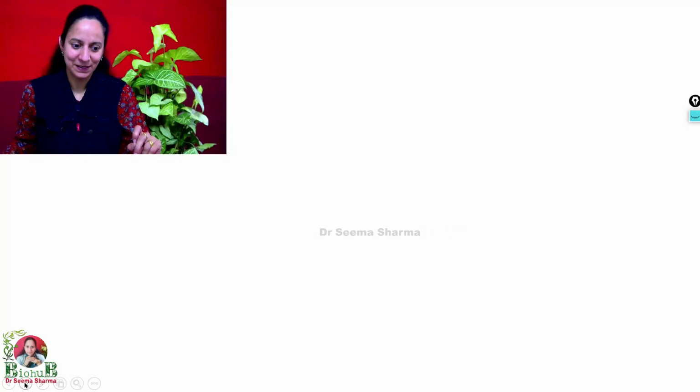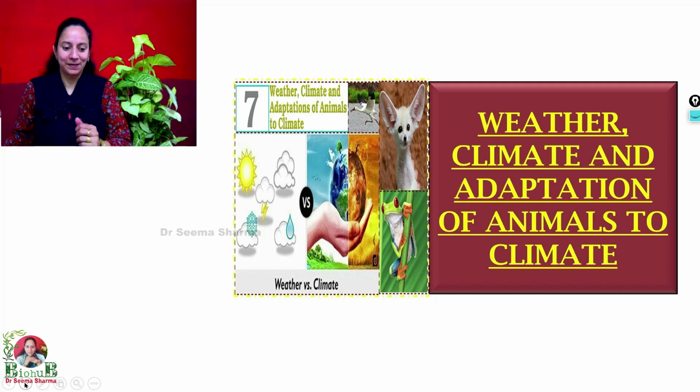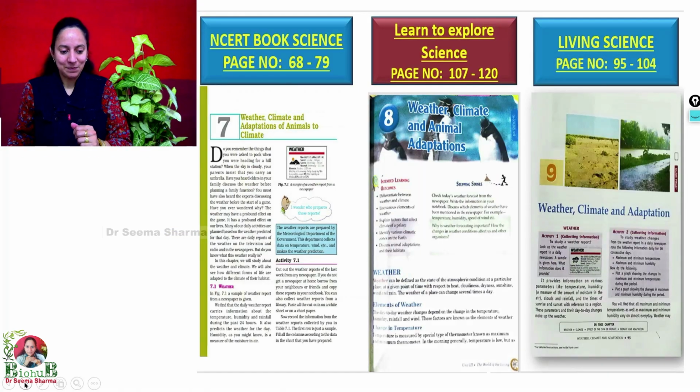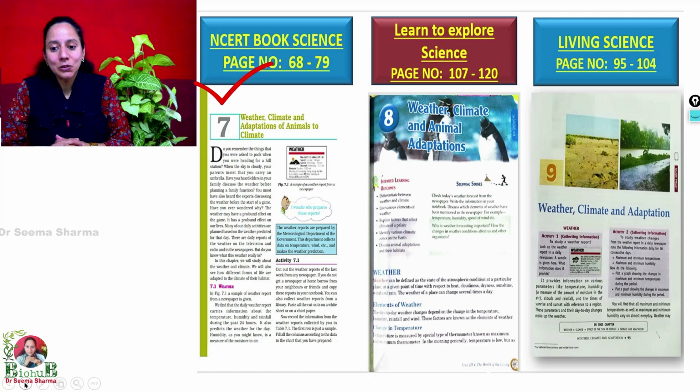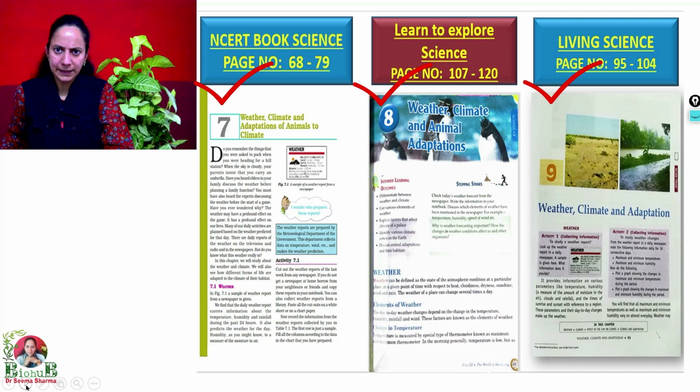My dear viewers of class 7, we are on one very interesting chapter, weather, climate, adaptations of animals to the climate. And this chapter is chapter number 7 in your NCERT books. In the Learn to Explore publication, it's chapter number 8. And in the Living Science book, it's chapter number 9. I have gone through the content of all these, and the content of the chapter is more or less the same in all 3 of these books.